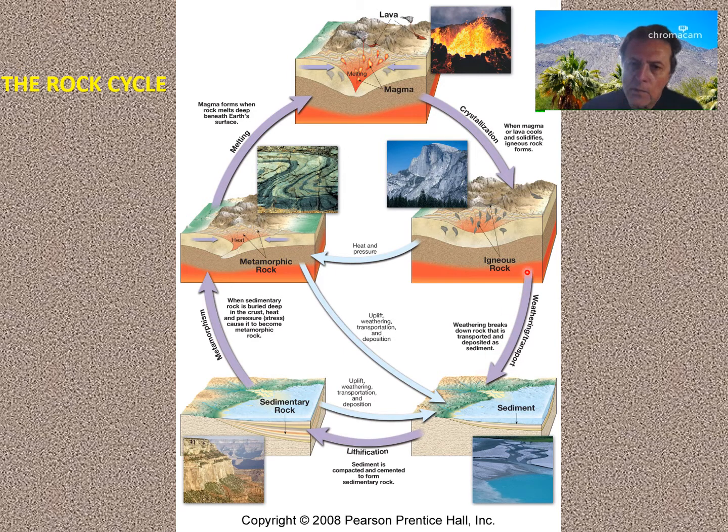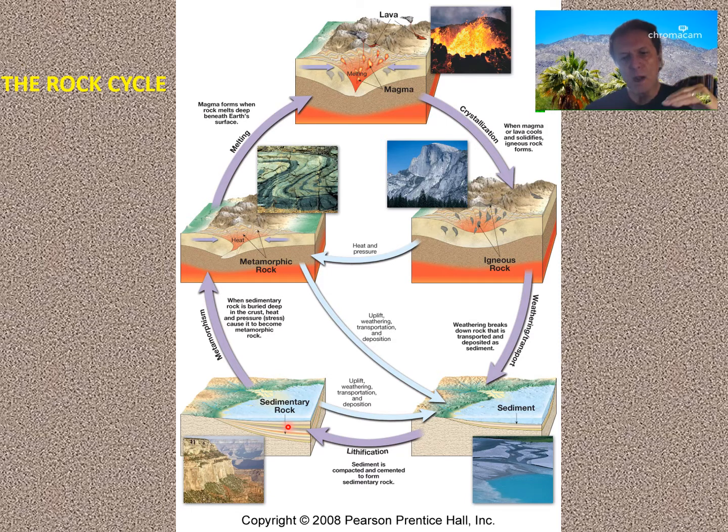So let's say an igneous rock can be attacked by physical and chemical weathering, turns into sediment, gets deposited in a lake, let's say, as sediment. Then it undergoes the process of lithification. Lithification includes the transformation of sediment into sedimentary rock by burial, by compaction.